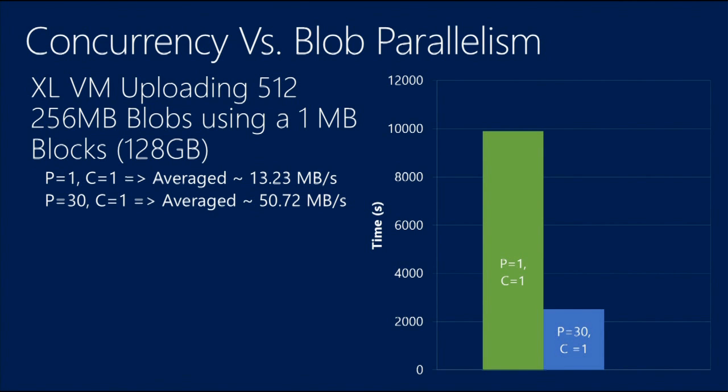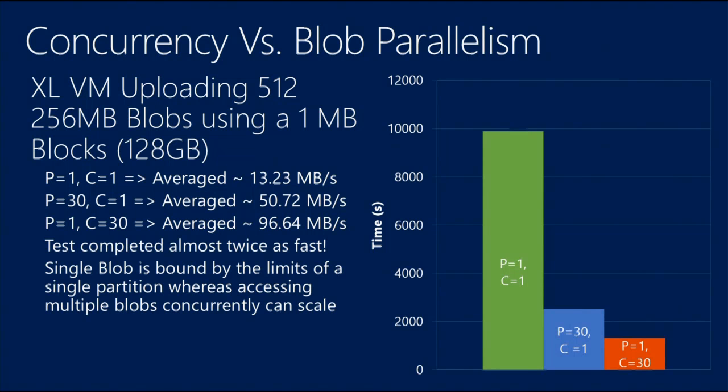So we improved this by enabling parallelism per blob. So we're uploading 1 blob at a time, but potentially 30 blocks at a time. And that averaged about 50.72 megabytes per second. By uploading 30 blobs at a time, just doing 1 block at a time, now I've almost doubled that throughput to 96.64 megabytes per second. The test completed almost twice as fast, and no matter what, a single blob is always going to be bounded by the limit of a single partition, right? So by accessing multiple blobs, we'll be able to scale out.